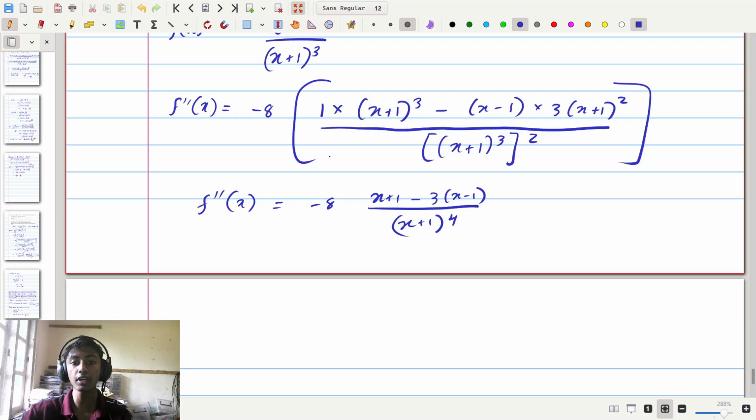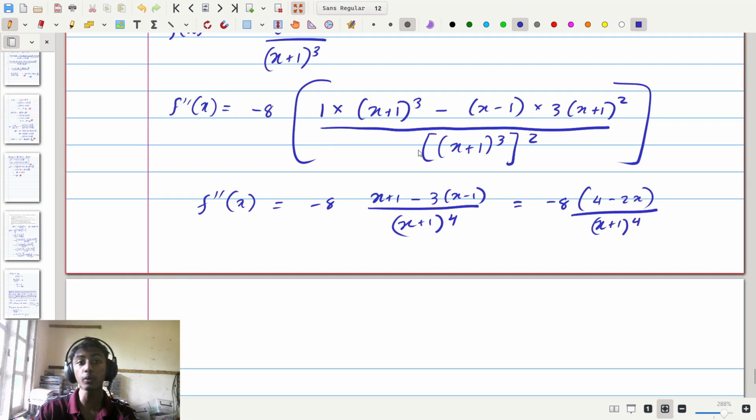And simplifying a little bit further, this gives us minus 8 times, and if we simplify, we have minus 3x, which is going to be minus 2x with this one if you cancel, and then 1 plus 3, which is plus 4. So we have minus 8 times 4 minus 2x divided by x plus 1 raised to the power of 4.